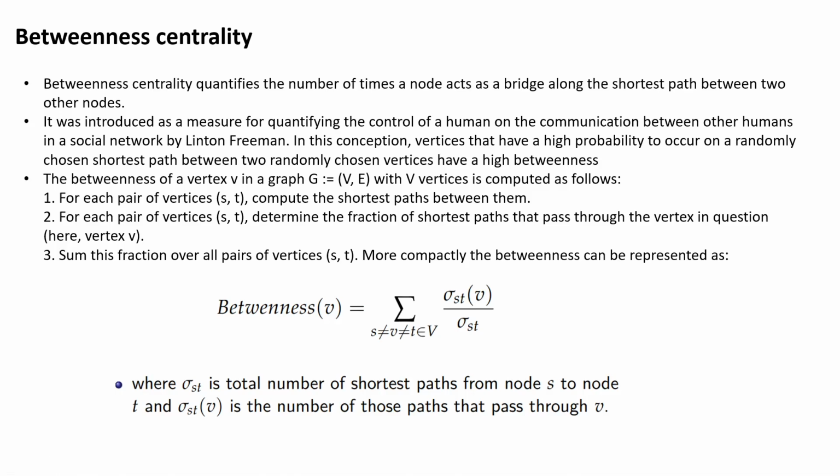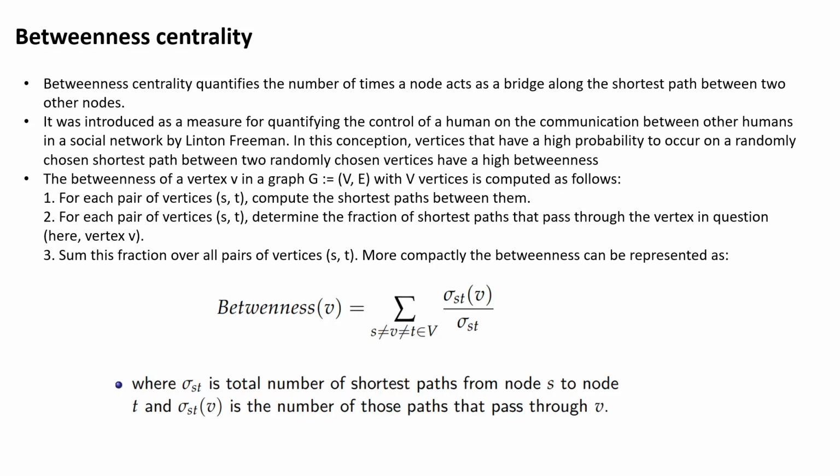For each pair of vertices S and T, you first compute the shortest paths between them. So you compute all the shortest paths between pairs of nodes inside the graph. And for each of those pairs of nodes, you have to determine the fraction of the shortest paths that pass through the vertex in question. So say you're connecting A and B. There can be 15 shortest paths connecting A and B, not just paths, shortest paths. How many of the shortest paths pass through C? That gives you the betweenness of C.